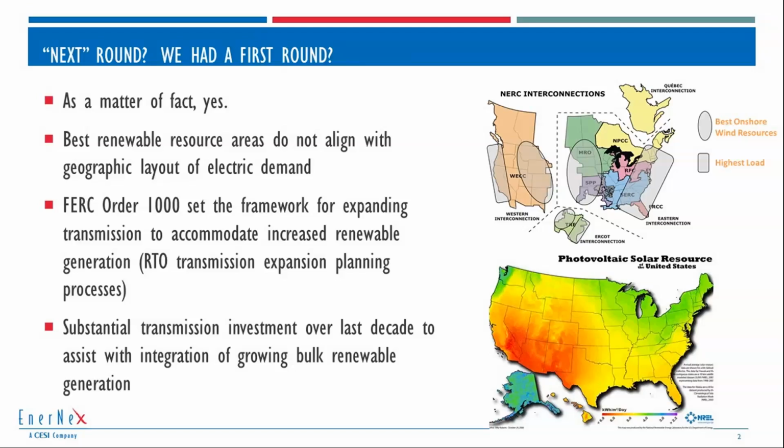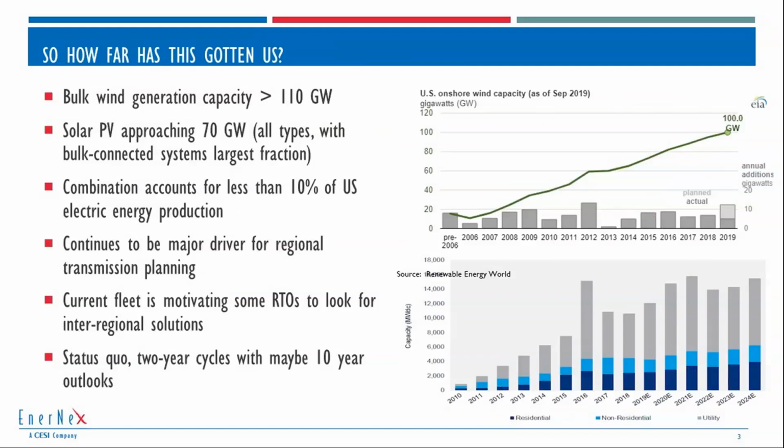This is because, forever, the best renewable resource areas didn't really align with where the load was. And you can slice and dice that with wind and solar in any part of the country, and it comes up to be true, although with offshore we're maybe seeing a new twist on that. So we've been spending a lot on transmission, as John intimated, over the last 10 years. And where has that gotten us? Well, we've got over 100 gigawatts of wind in the ground and operating, 70 gigawatts of all types of solar, and a substantial fraction of that is bulk connected. So it seems like we're doing pretty good, but we have to realize that that combination still accounts for less than 10% of U.S. electric energy demand.